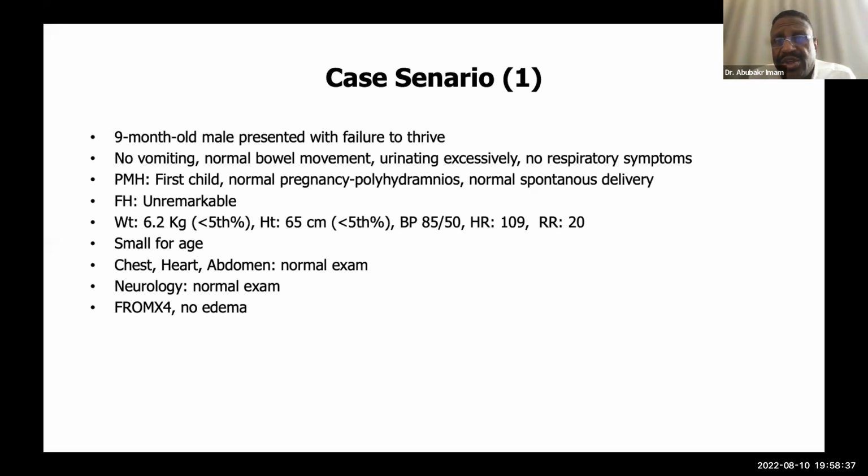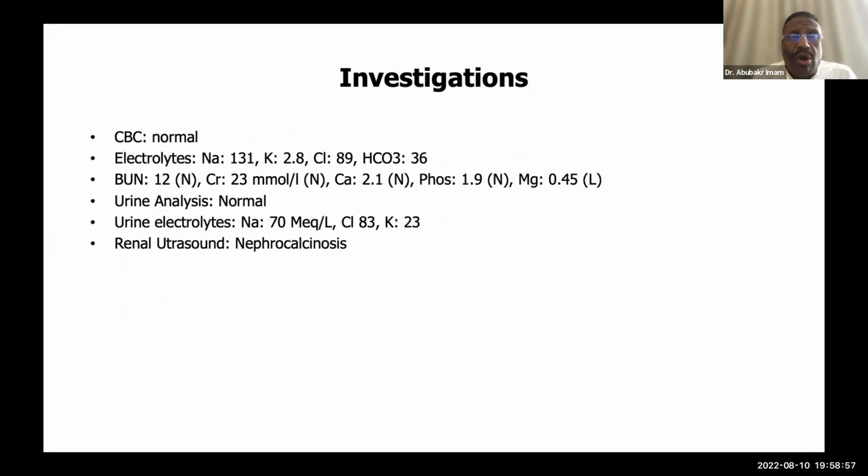You do an examination of his chest and heart and abdomen, and the examination is completely normal. You do a neurological exam, it was completely normal. You do an assessment for his extremities. He has full range of motion of all extremities, and there is no lower limb edema. You go and investigate, and we do a complete blood count, and your blood count is completely normal.